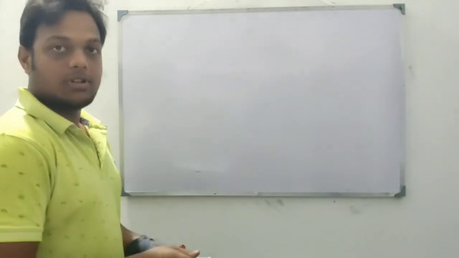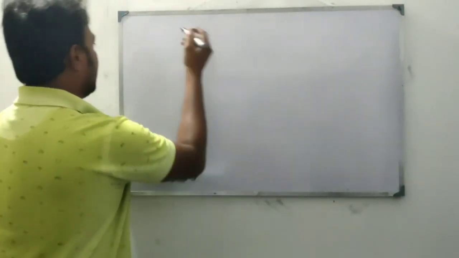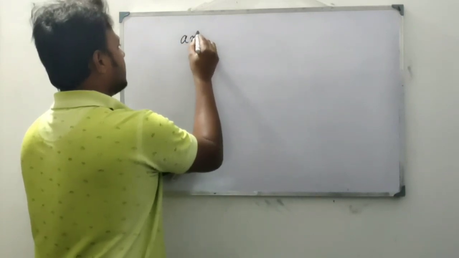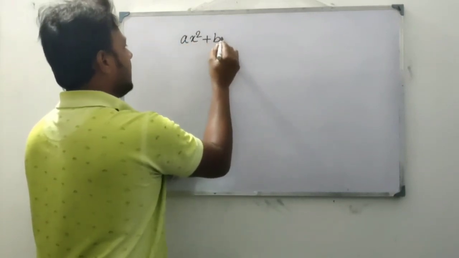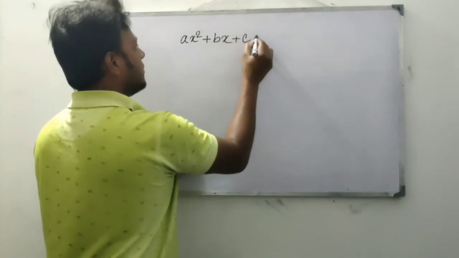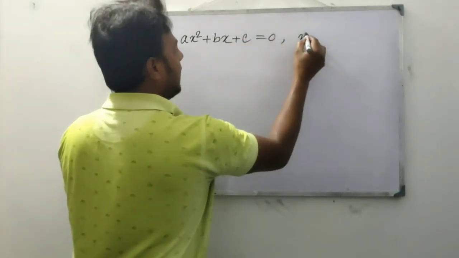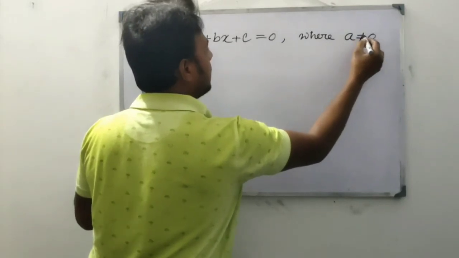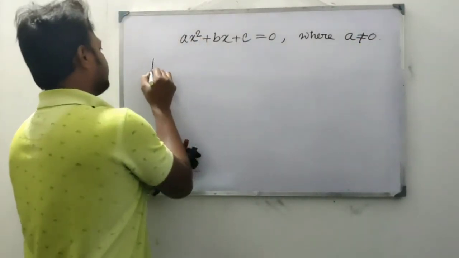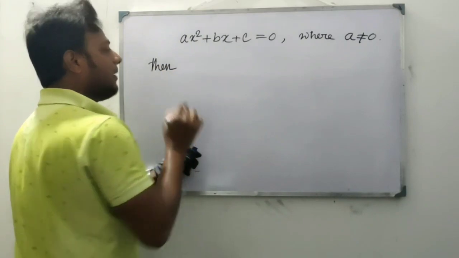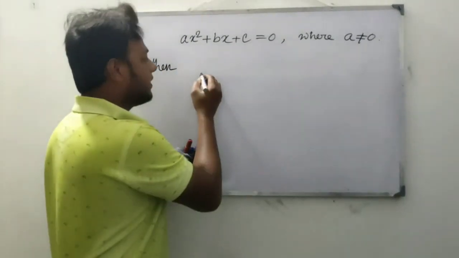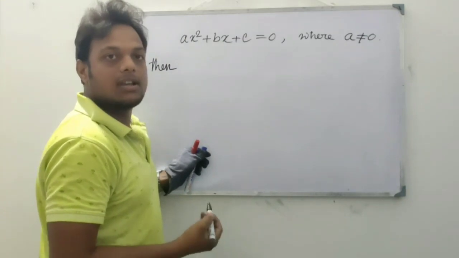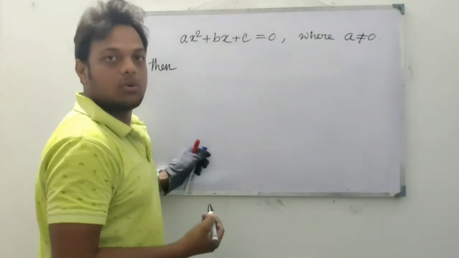Our last concept was, suppose the general form of a quadratic equation was ax square plus bx plus c equals to 0, where a not equals to 0. This is a very important part, I told you repeatedly. Then we have derived the formula that we can directly calculate the value of x. That means we can directly calculate the roots.